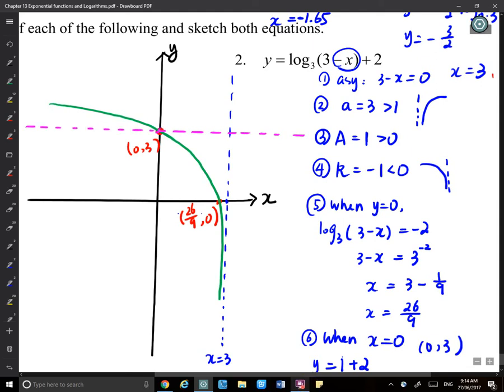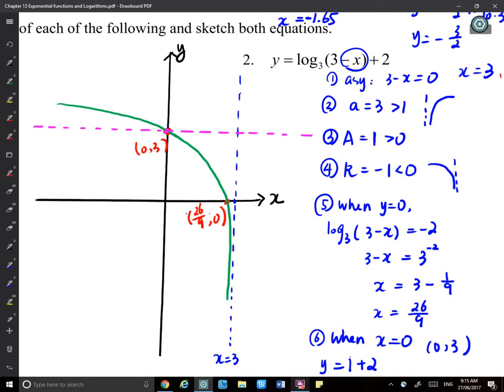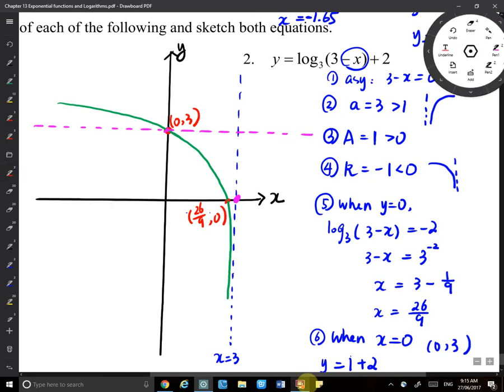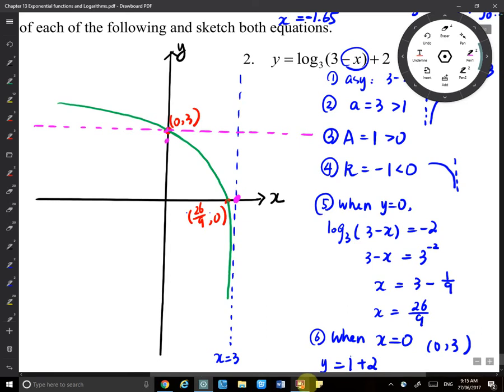Okay, you have a point exactly here. Tell me, if you have (0, 3) on the original graph, what point will you have on the inverse? (3, 0). So here is one point. And if you have the point (26/9, 0) on the original, what will you have on the inverse? (0, 26/9). So it's a point a little bit below 3, which is this point here.